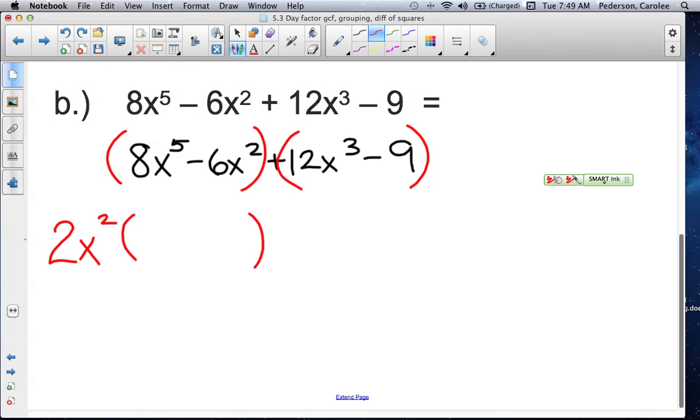So now what am I left with? 8 divided by 2 is 4. X to the 5th divided by x squared, so I'm taking 2 x's out. I'm left with x cubed. Now let's go to the next term. 6 divided by 2 is 3. X squared divided by x squared, I'm taking 2 x's out, and I have 2 x's, so that is now gone. All right, let's go over to the next parentheses.